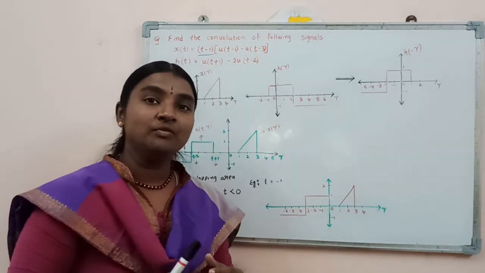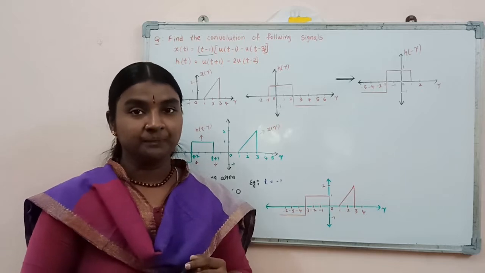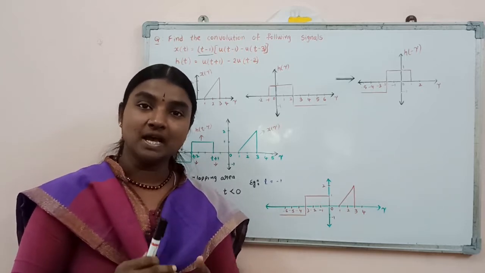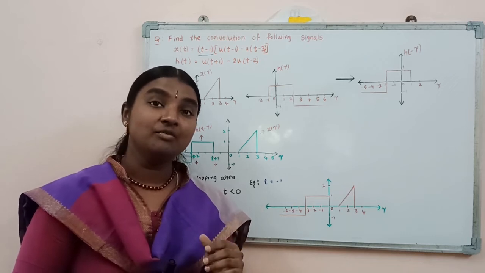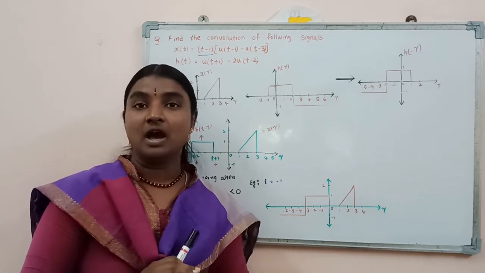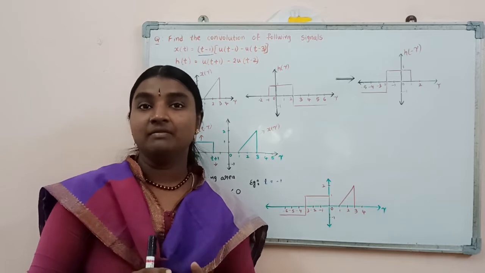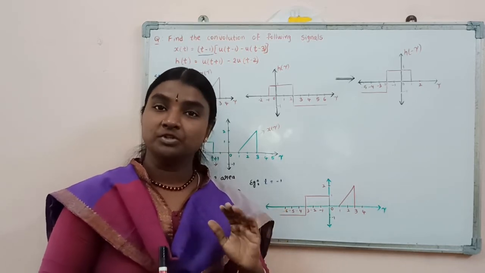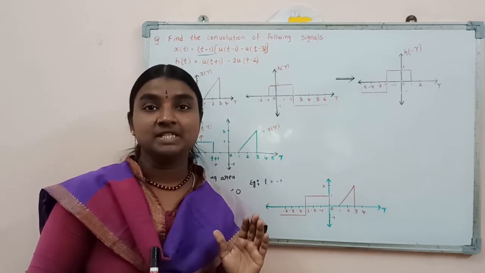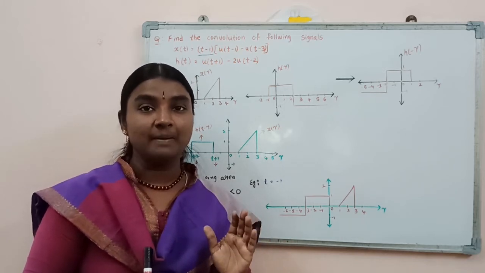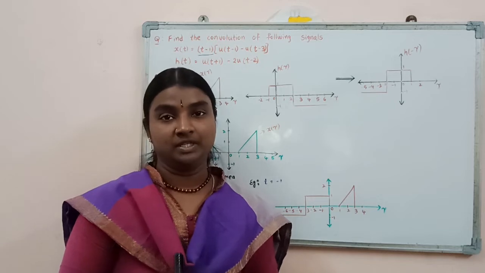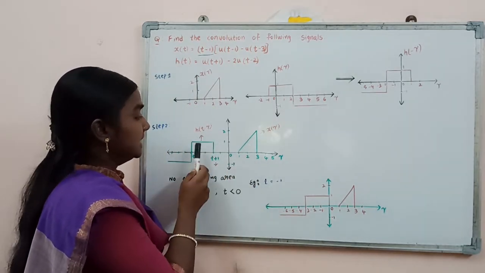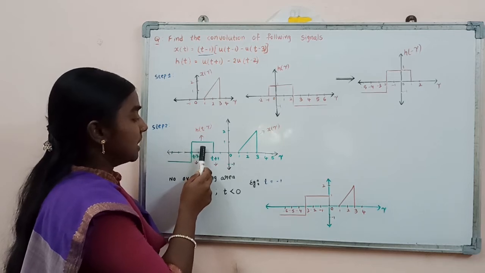So now we will move to step 2. In step 2, we are going to represent both the x of tau signal and the h of t minus tau signal on the same tau axis. Here we are going to consider the time shift t to be the most negative number. So the h of t minus tau signal appears in the second quadrant. This is the signal x of tau and this is the signal h of t minus tau.